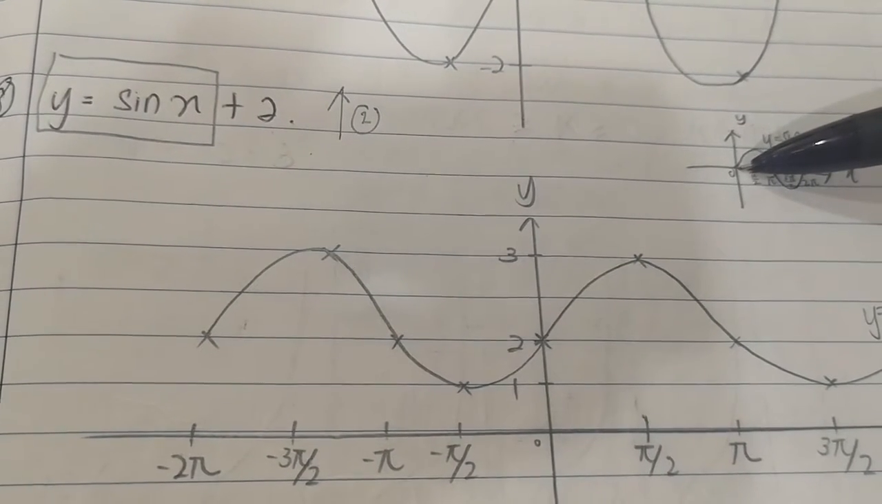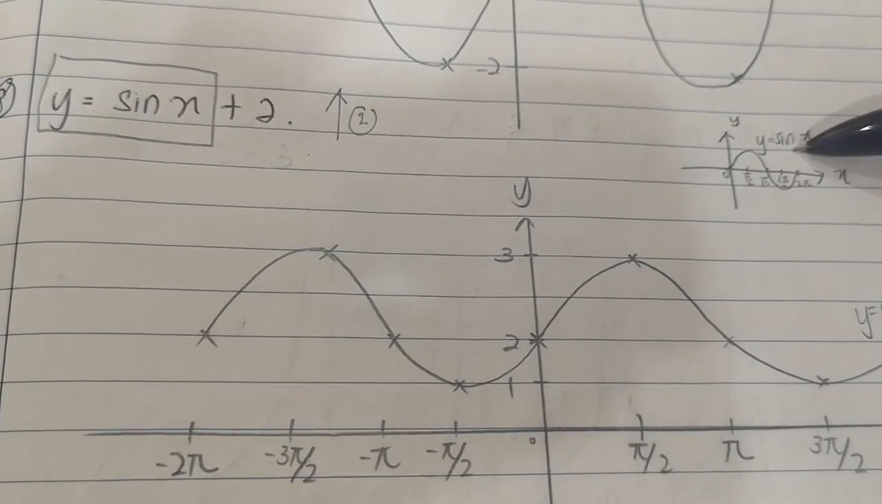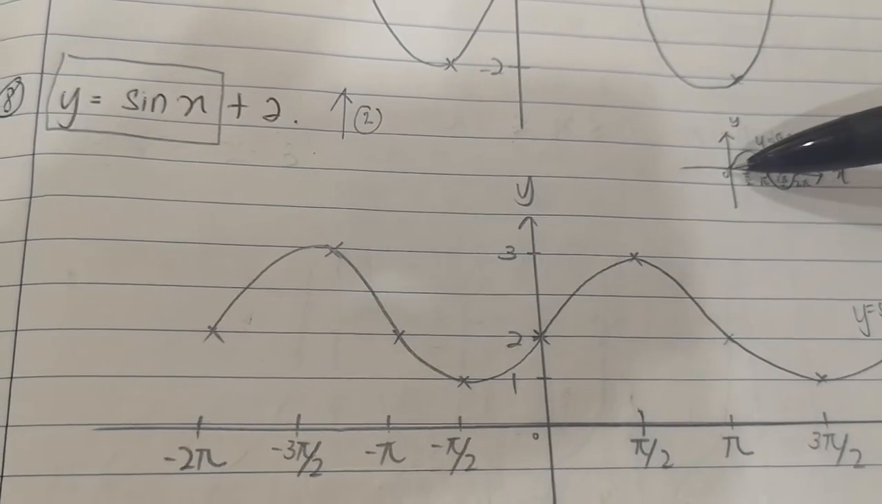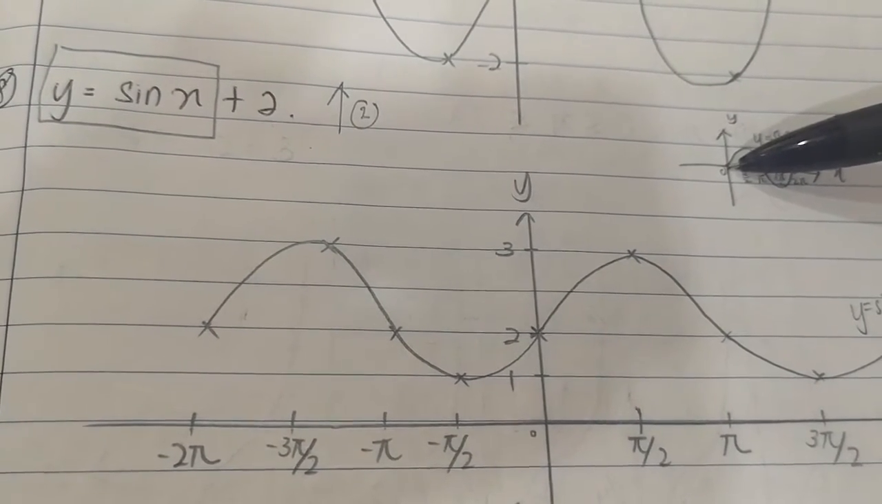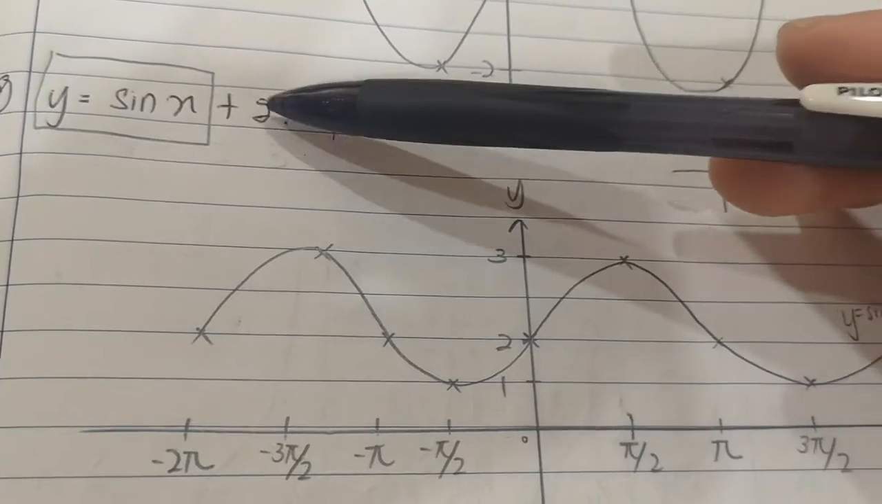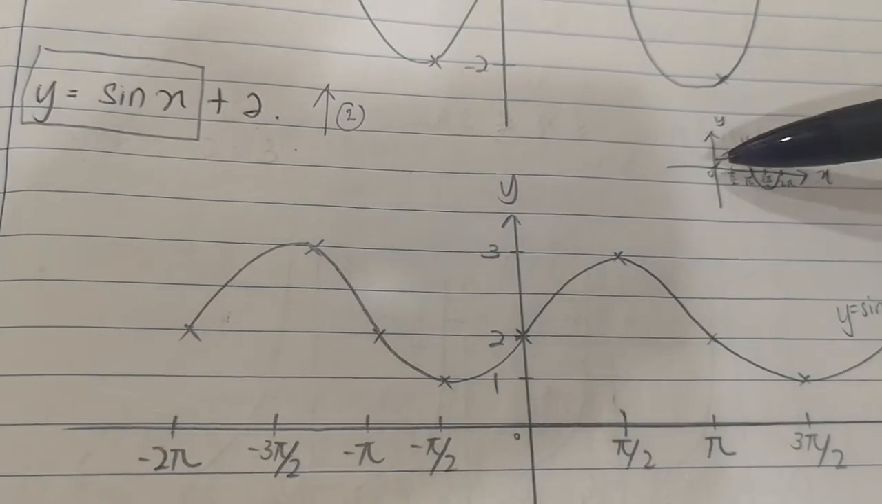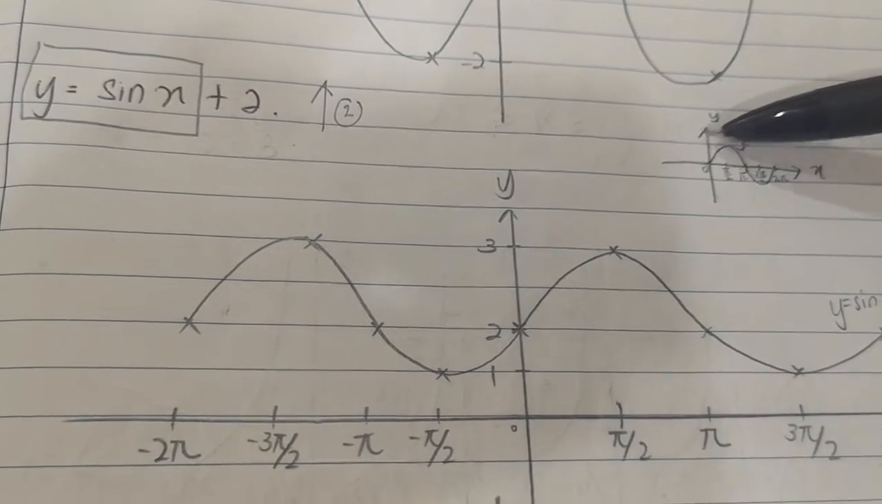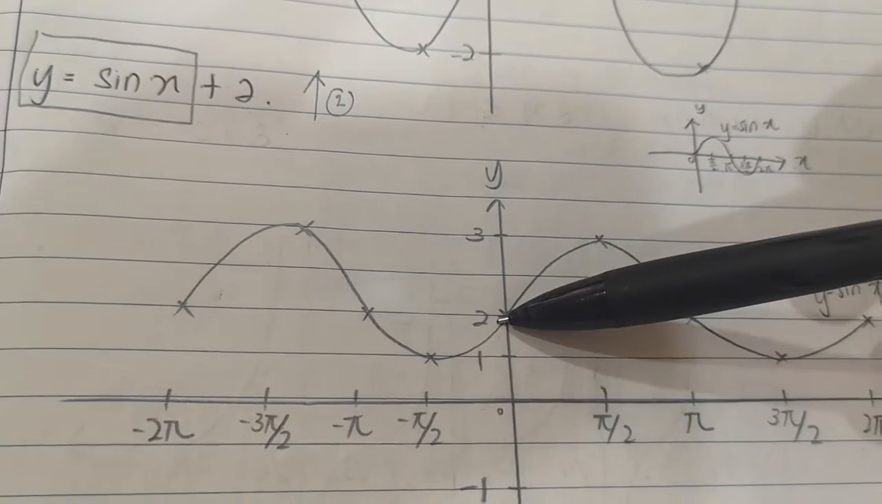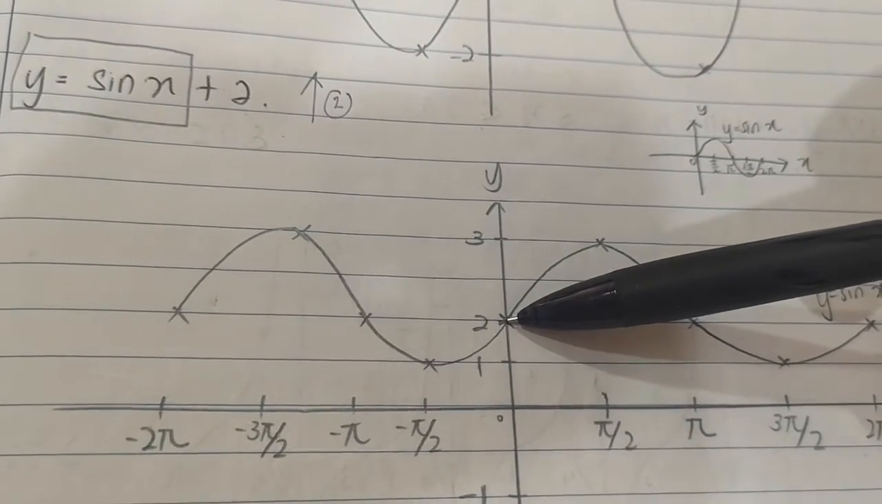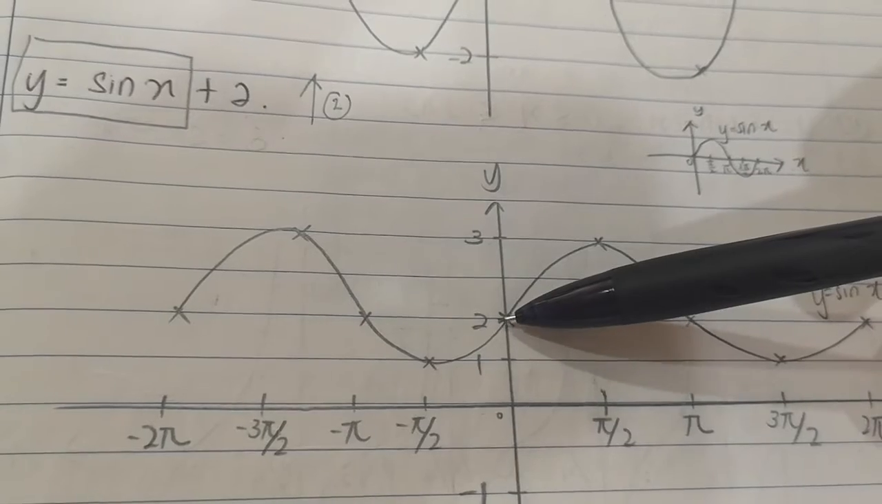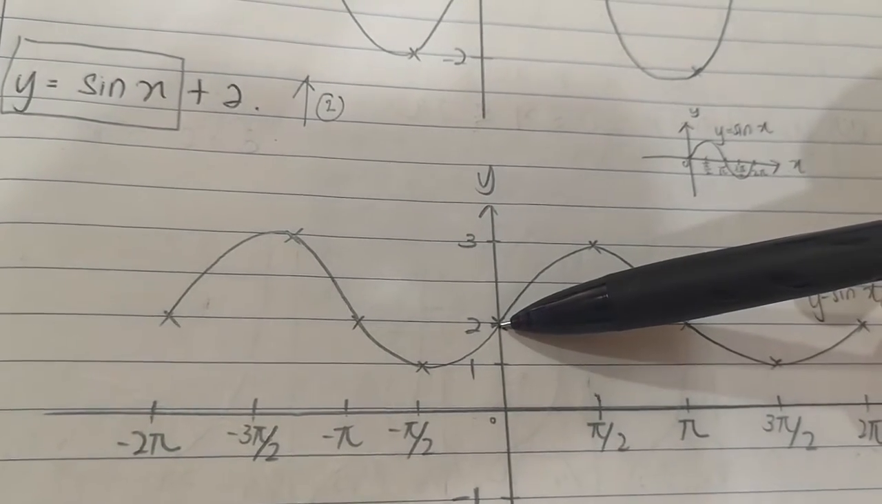So for the y equals sine x, the original graph, the y-intercept is at the origin. But with plus 2 outside, 0 will move upward 2 units and become 2. So your new y-intercept will become (0, 2). The coordinate of the y-intercept is (0, 2).